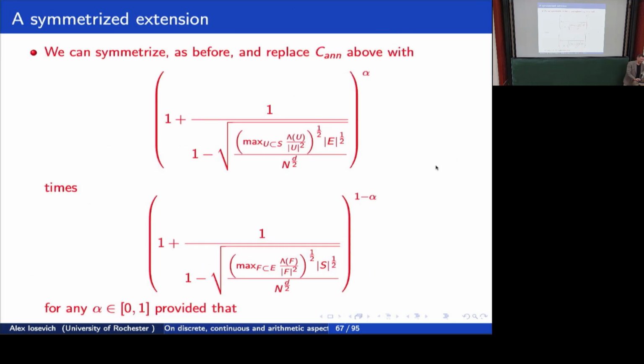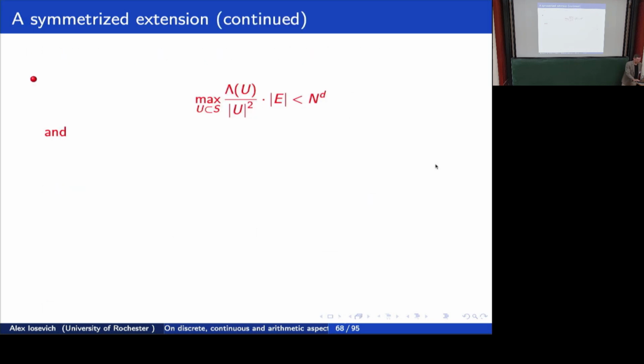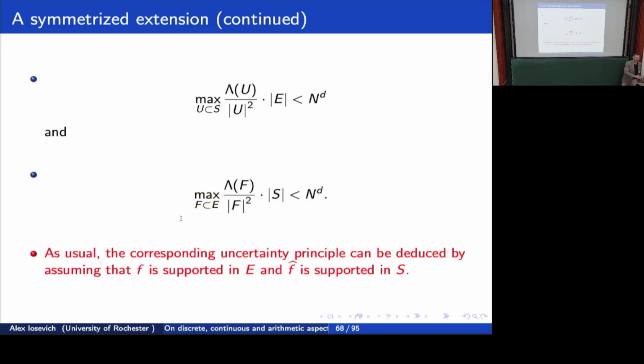Okay, once again, we can symmetrize. So the result you just saw uses the additive structure of the set S. You can similarly take advantage of the additive structure of the set E, and in fact, you can take advantage of both by simply taking a convex combination. And, right, so we simply take these two inequalities, insert them, use the universal restriction theorem by reversing the roles of F and F hat, and obtain this result.